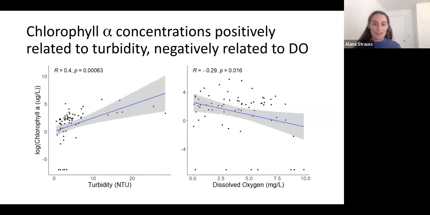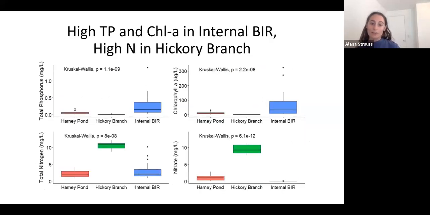Anyways, then we found that chlorophyll A was positively related to turbidity and negatively related to dissolved oxygen, and both of these relationships are significant and somewhat expected. All right, then we found that there was high total phosphorus and high chlorophyll A in internal Buck Island Ranch sites compared to Harney Pond and Hickory Branch sites.